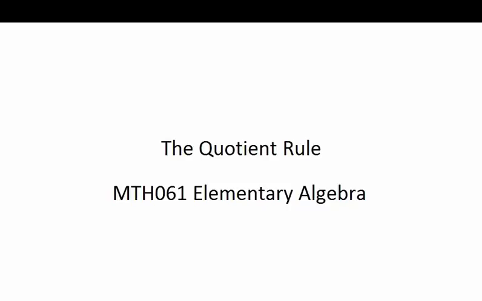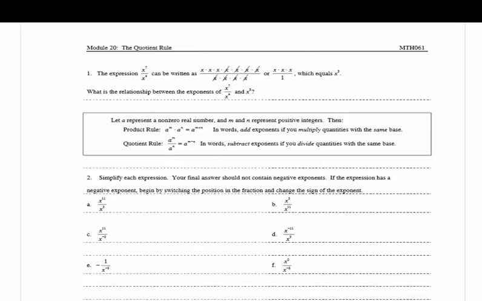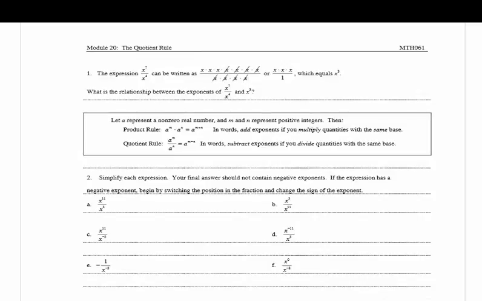In this video, we're going to be looking at the quotient rule. In one, it says the expression x to the seventh over x to the fourth can be written as x times x times x times x times x times x times x divided by x times x times x times x, or x times x times x divided by 1, which equals x to the third.